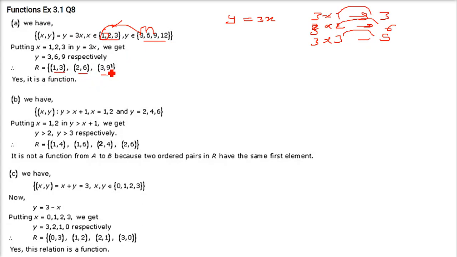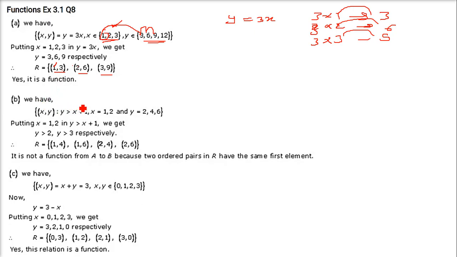And why is it a function? Because all these first members are different. You just have to see that the first members belong to this set, the second members 3, 6, 9 belong to this set, and there should not be any repetition in the first member. That is the only definition of a function.